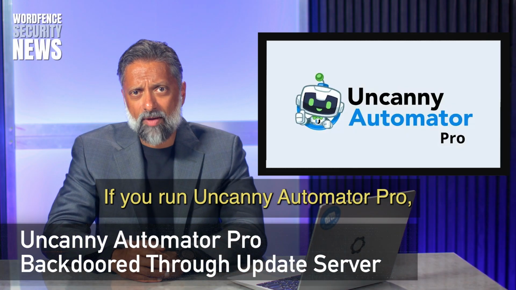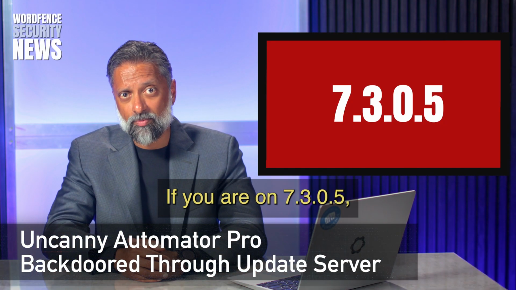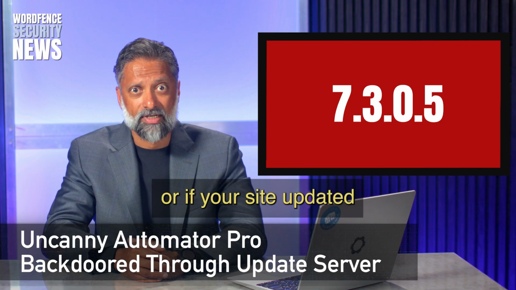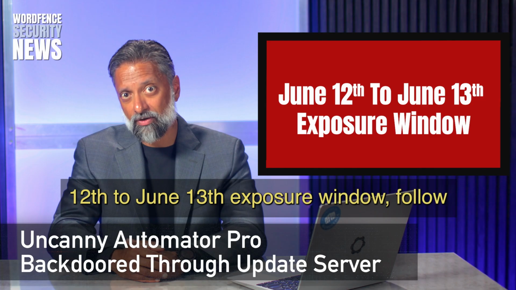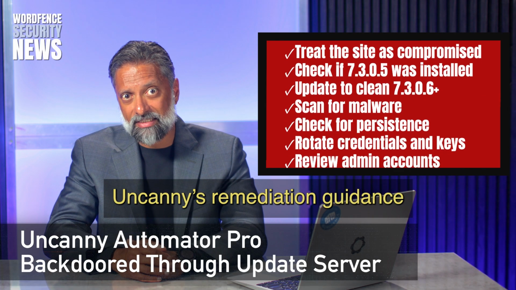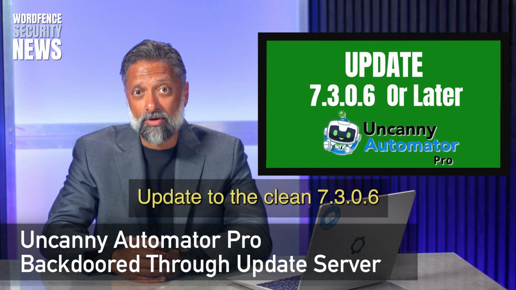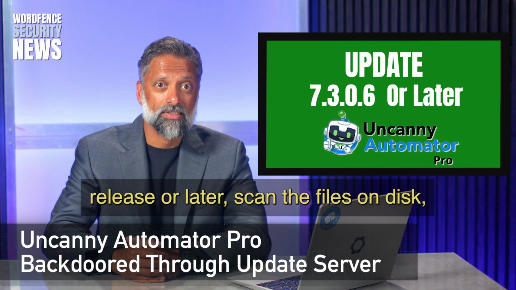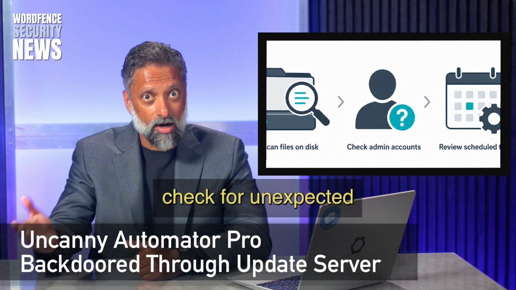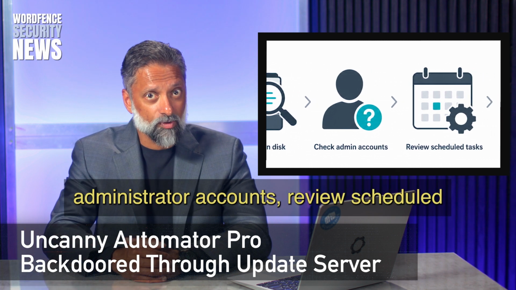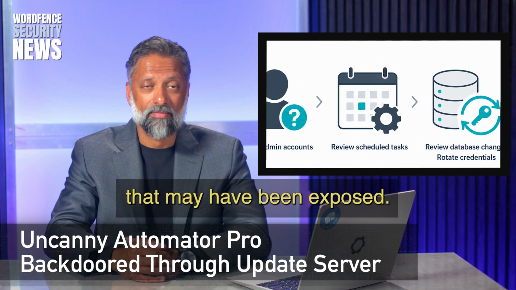If you run Uncanny Automator Pro, check your installed version. If you're on 7.3.0.5, or if your site updated during the June 12th to June 13th exposure window, follow Uncanny's remediation guidance and treat the site as compromised. Update to the clean 7.3.0.6 release or later, scan the files on disk, check for unexpected administrator accounts, review scheduled tasks and database changes, and rotate credentials that may have been exposed.